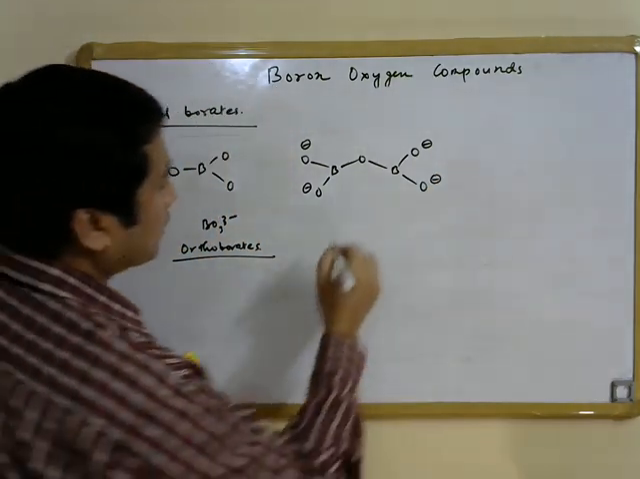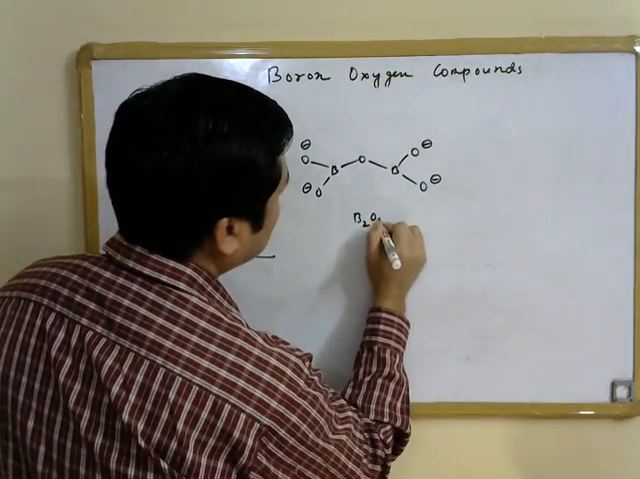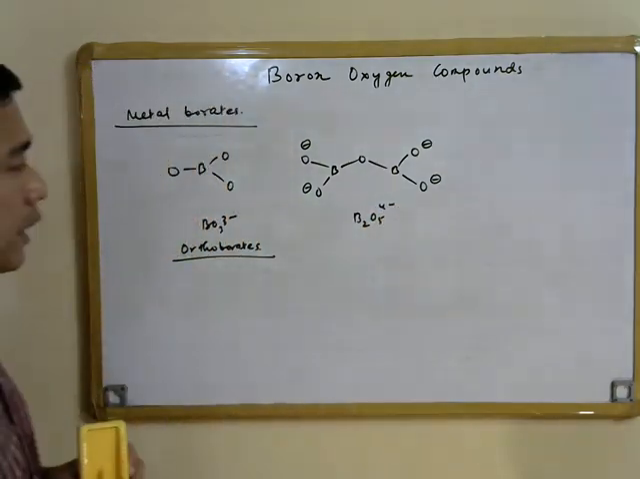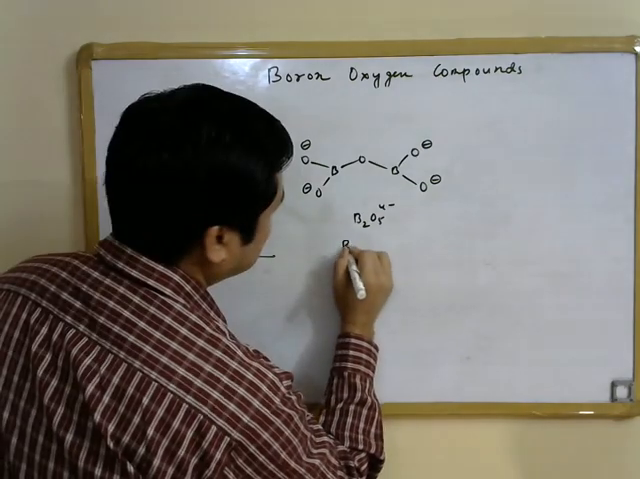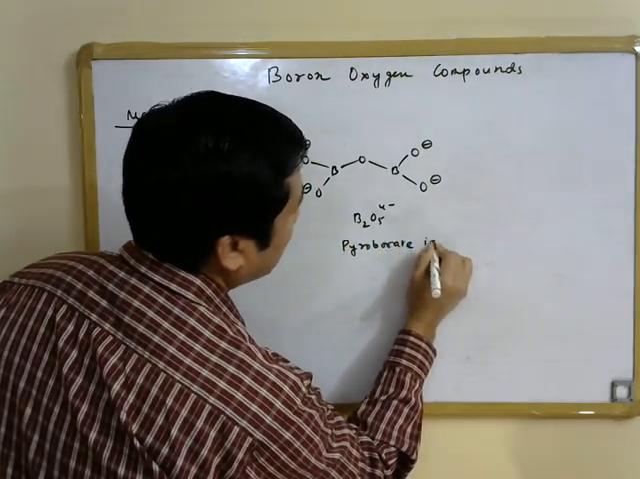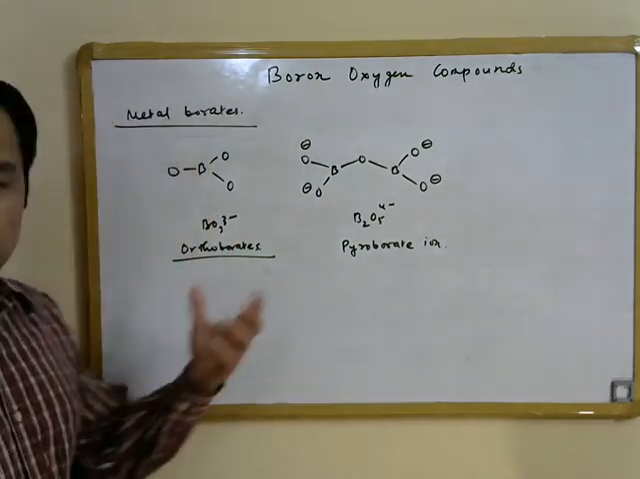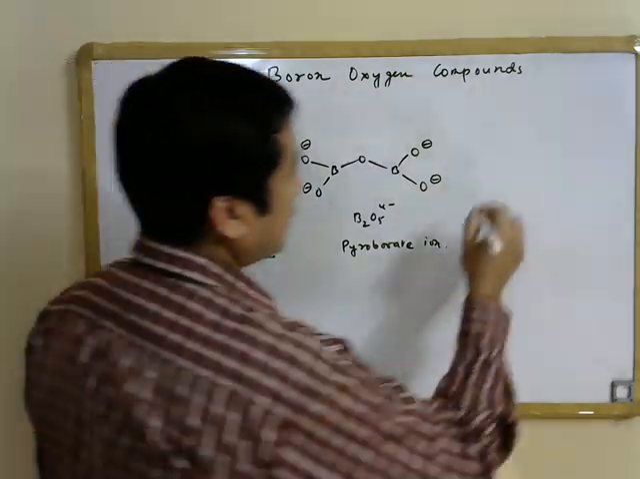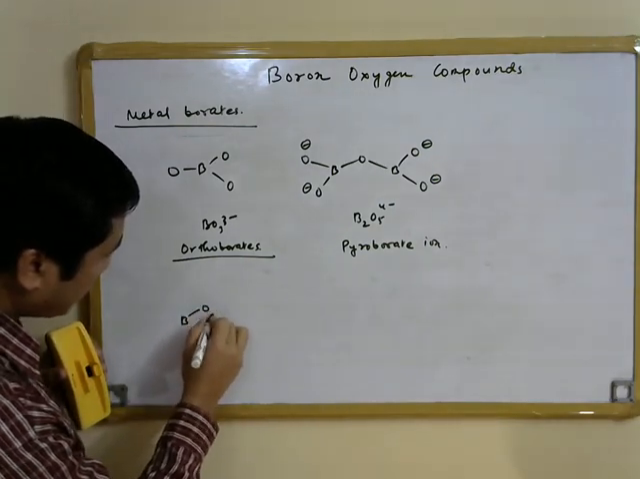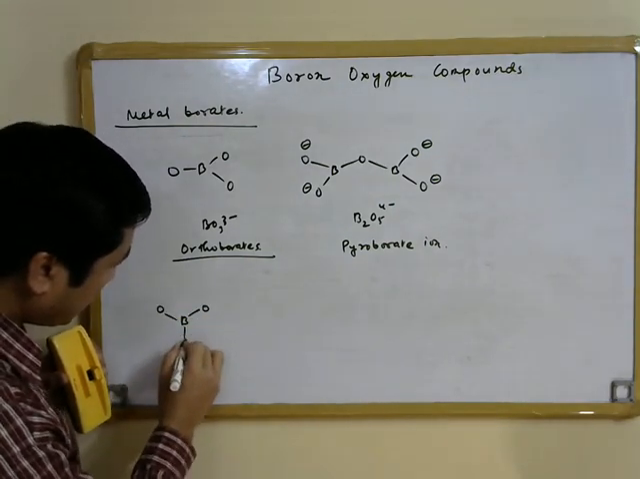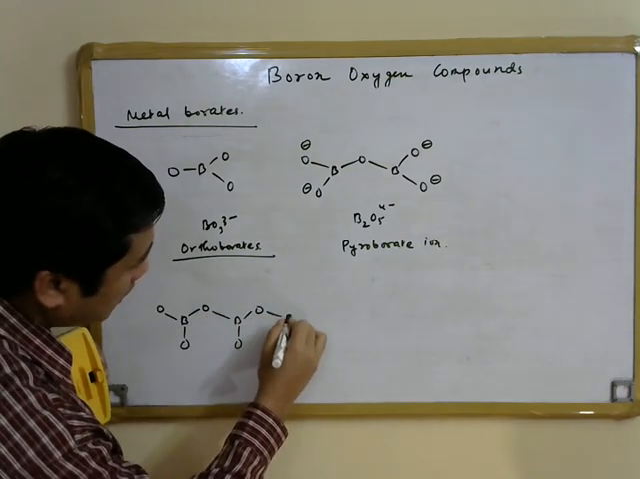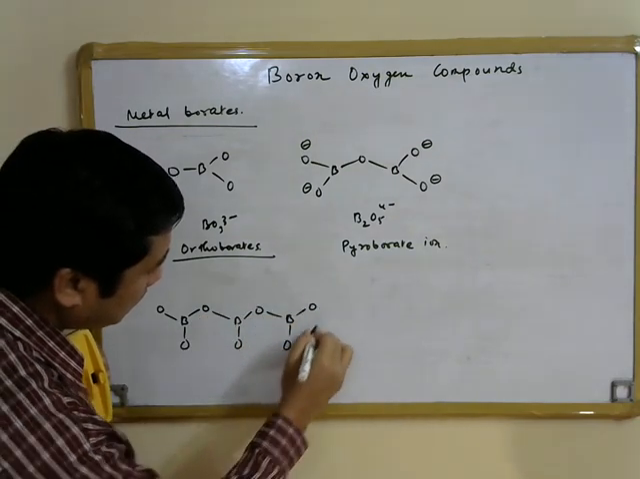So this is the B2O5 4 negative ion, and we call it the pyroborate ion. With further polymerization we get the metaborate ion. So we can have metaborate structures, and this sort of metaborate structure is possible.